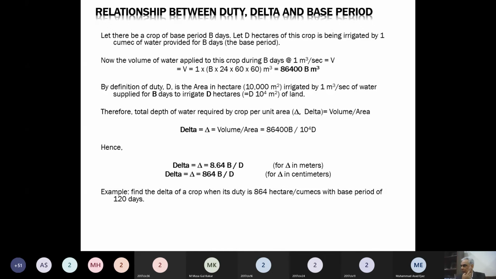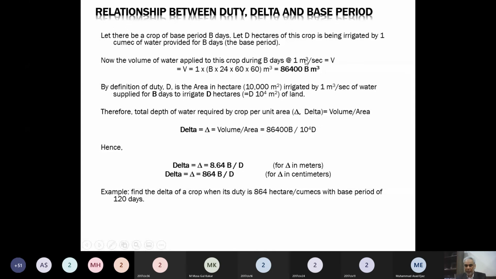When somebody says duty, he will be telling 2000 hectares is the duty, or 100 hectares is the duty. So duty is the hectares of the crop being irrigated by 1 cubic meter per second of water for the whole base period. If you know the discharge and the whole base period, B days, you can convert it into the volume, and D is the hectares. If you divide that volume by the D hectares, conceptually what will be left? That will be the depth of water required by that crop. That is how duty and delta are related to each other.